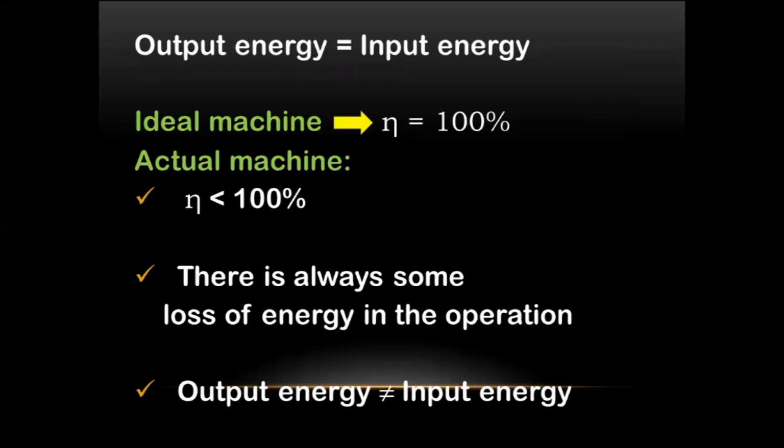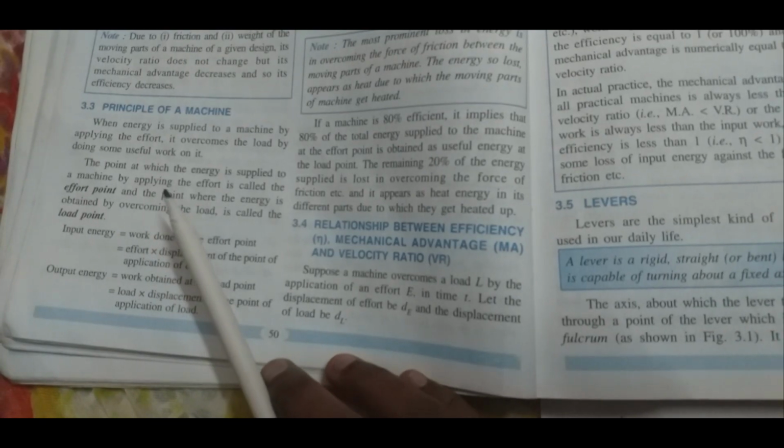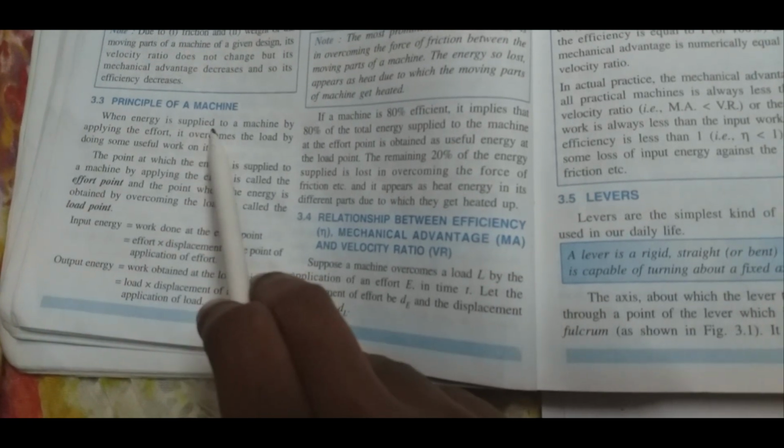But in the case of an ideal machine, input energy is equal to output energy. In the case of an actual machine, efficiency is always less than 100%. But in an ideal machine, efficiency is equal to 100%. So this is the principle of a machine. So we've completed discussing the principle of a machine.